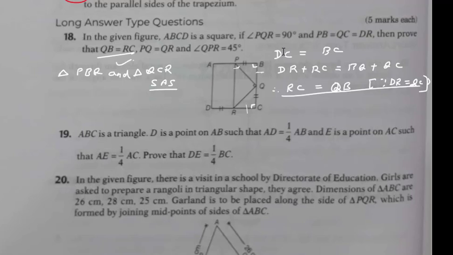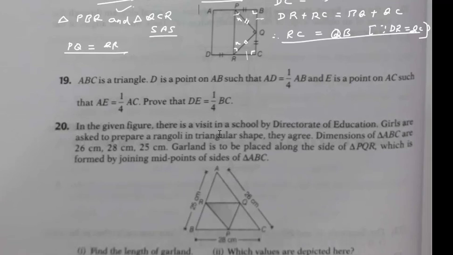PQ is equal to QR by corresponding parts of congruent triangles. So that will give you this side and this side equal. Now take triangle PQR. PQ is equal to QR, so their opposite angles are equal. Let us consider these two angles as x, and this angle is 90 degrees. So x plus x plus 90 degrees gives 180 degrees, so 2x is 90 degrees and the value of x is 45 degrees. So this angle 45 degrees we have also proved.